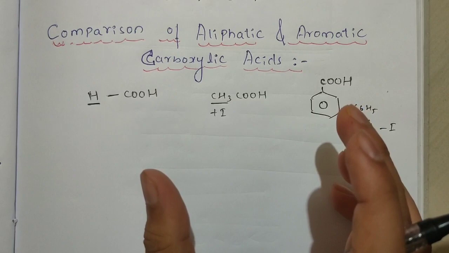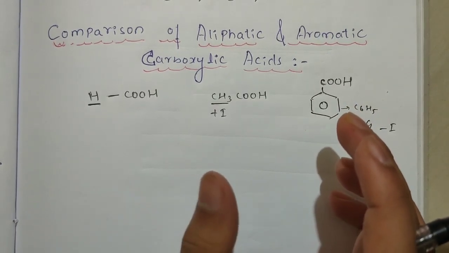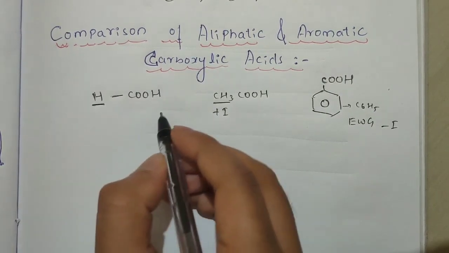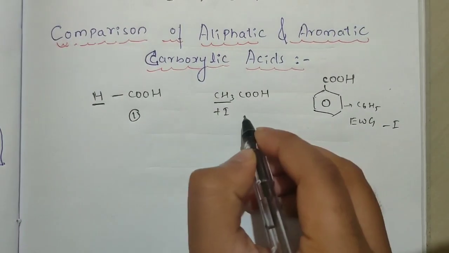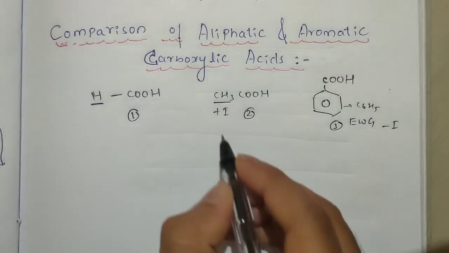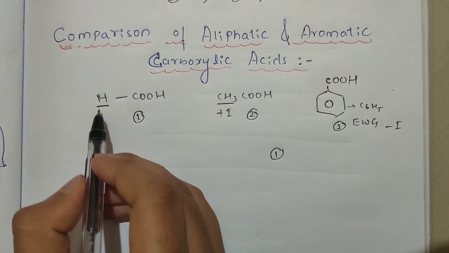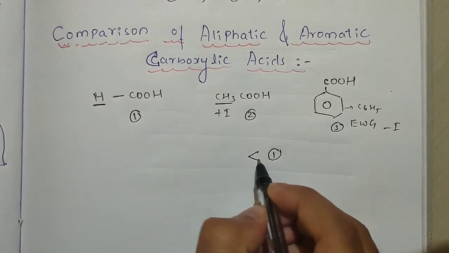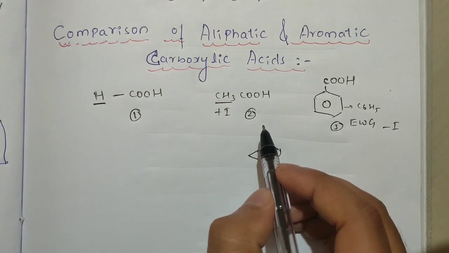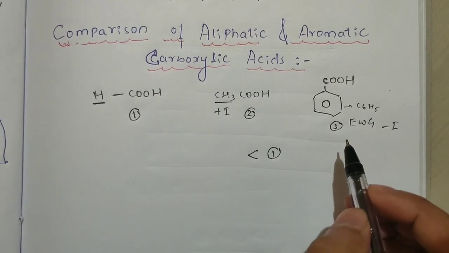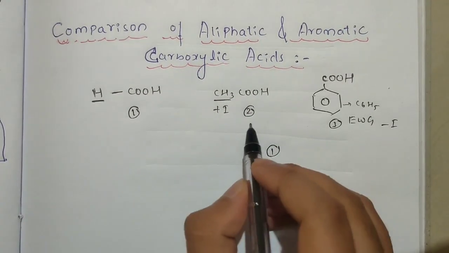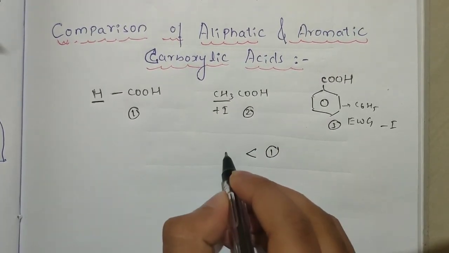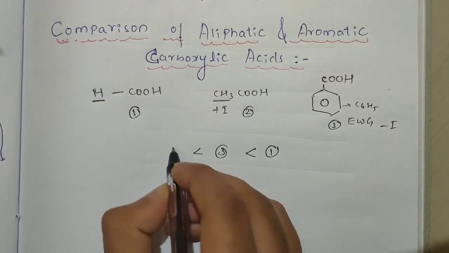How do you reveal which one is more acidic in nature? Based on that, formic acid comes to the first category, and I am going to name them 1, 2, 3. This comes first because it is neither an electron donating nor an electron withdrawing group. So I assign this the first order. Now the competition is between the second one and third one. Between these, the electron withdrawing group predominates. That's why the third one comes next and the second one last.